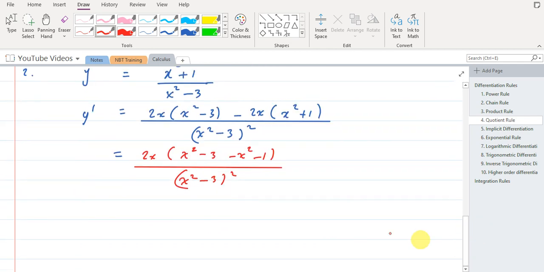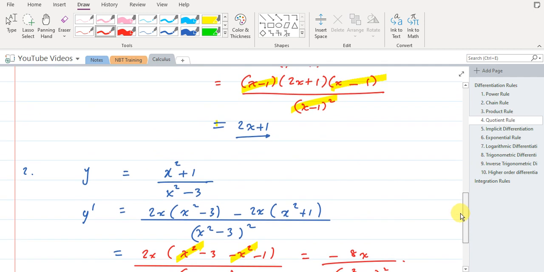Now we can see that x squared and the x squared cancels out here, and we're left with minus 4 times 2, which is minus 8x over x squared minus 3 all squared. And that's my final simplified answer.